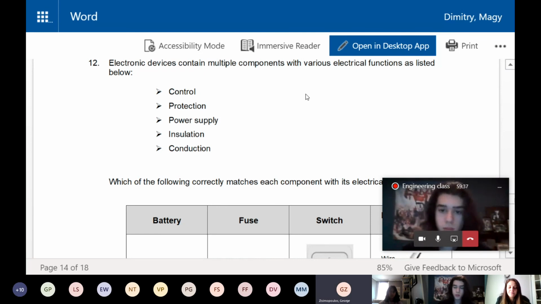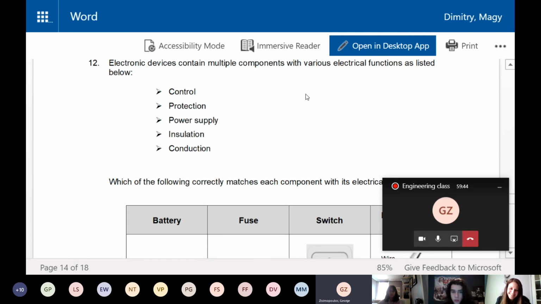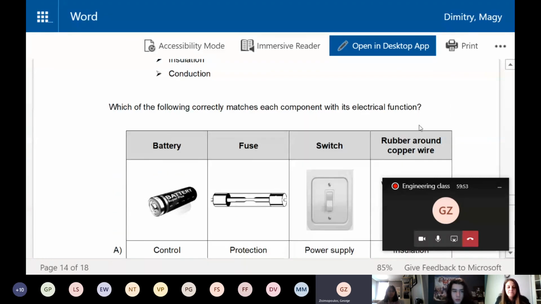Electronic devices contain multiple components with various electrical functions as listed below: control, protection, power supply, insulation, conduction. Which of the following correctly matches each component with its electrical function?